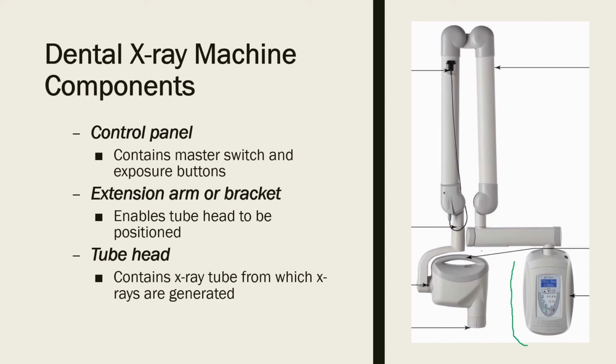We have the tube head. The tube head is where the X-rays are formed, and it contains the X-ray tube. And then the extension arm, it is also known as the bracket, holds the tube head and helps with positioning. It also suspends and enables movement of the tube head.